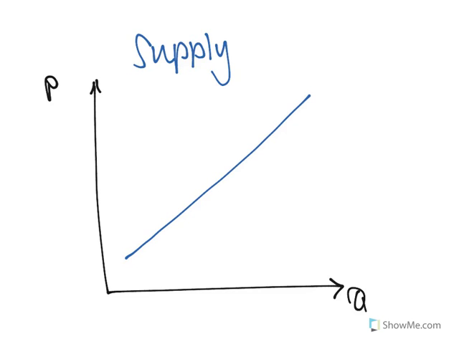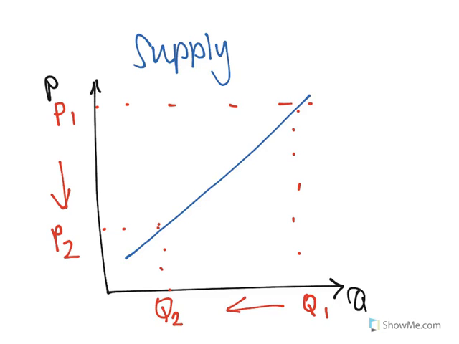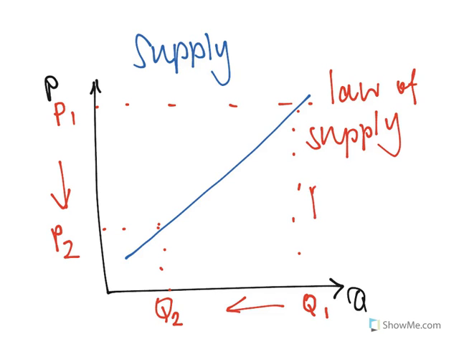So using the same logic, when the price is high at P1, firms would be happy to produce at a higher level of that good. But if the price decreases at P2, firms would cut down production and only produce a lower quantity. And this is also called the law of supply. So simply, when the price increases, production of that good would increase.